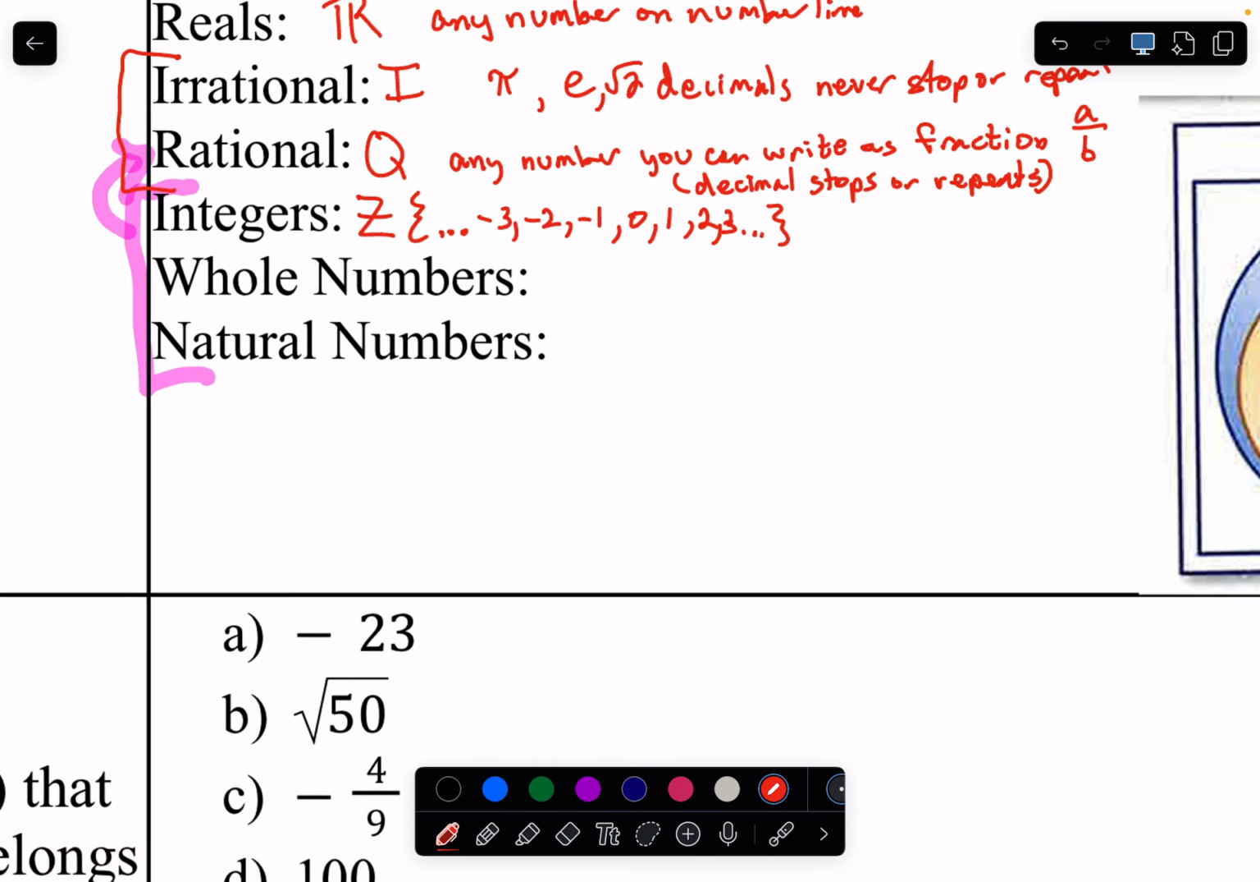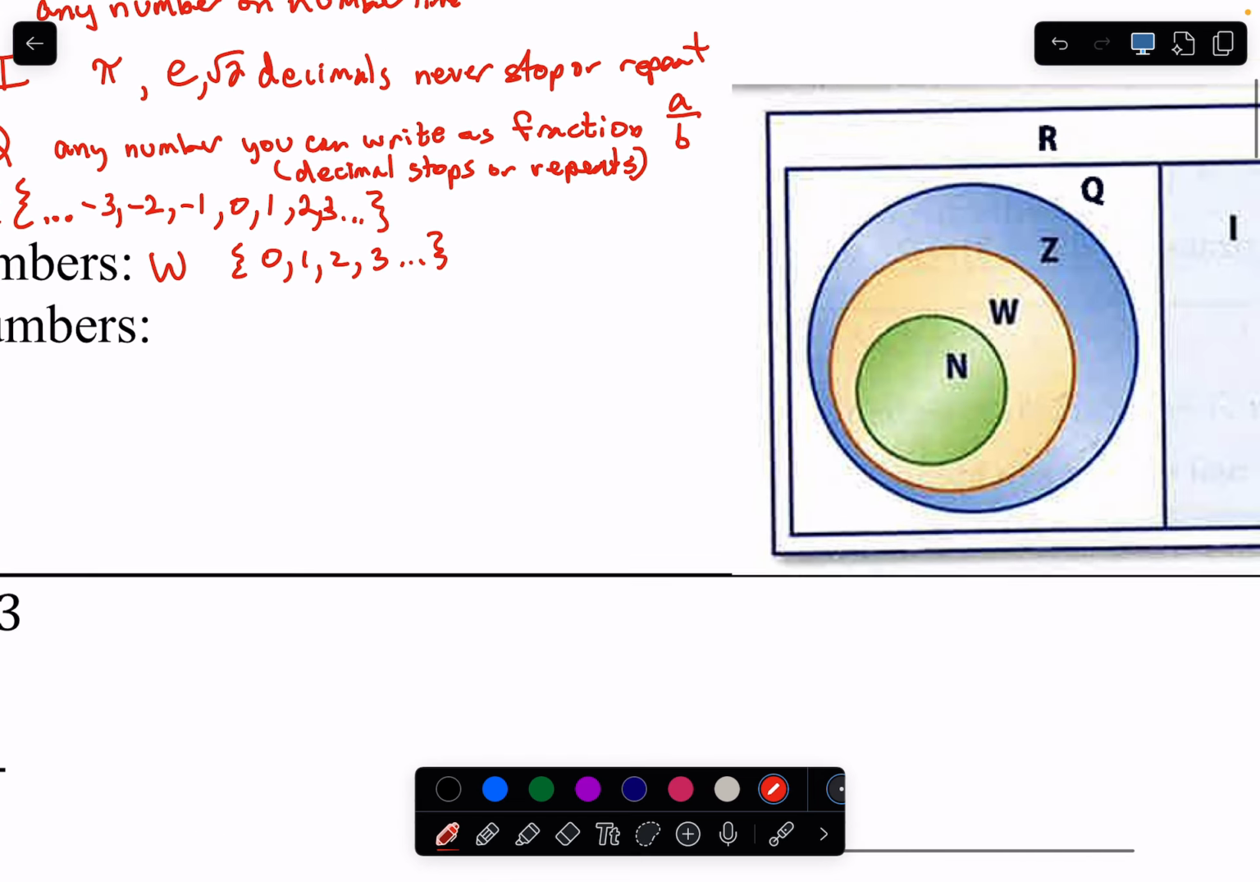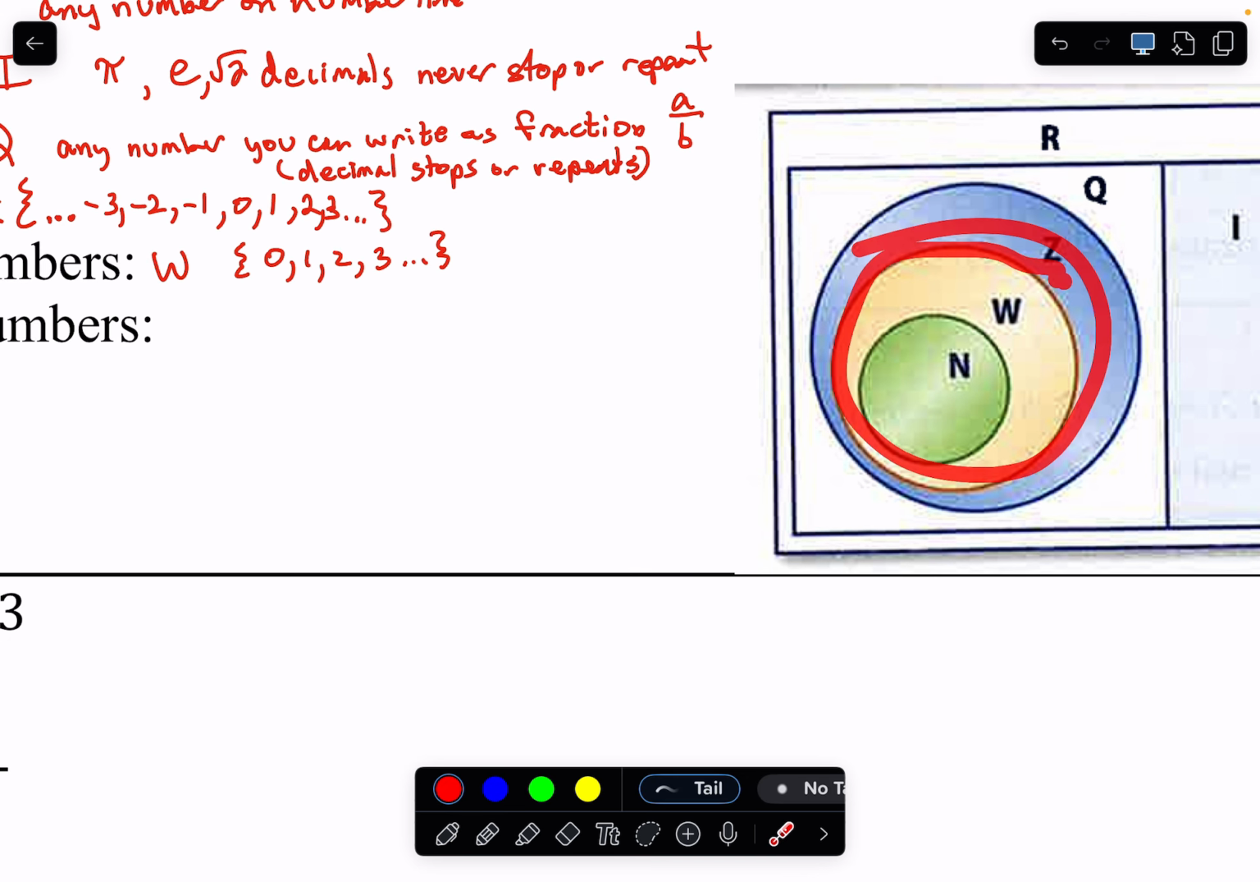Whole numbers. Now, there are some books that do not separate these two; they're just lumped together. But whole numbers are abbreviated W, and that's just from 0 and in the positive direction. So it is an integer, but specifically, you throw out all the negatives. It's a type of integer. That's why its circle is inside the integer spot, that W right here.